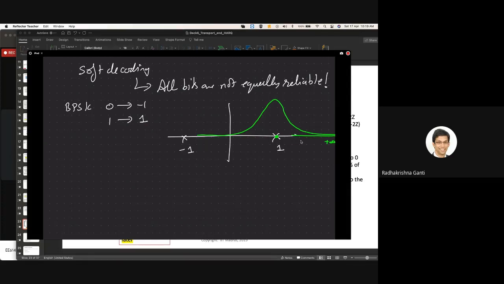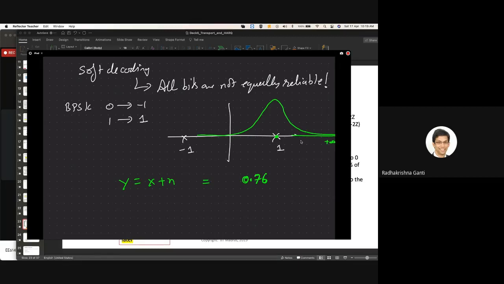So what will you receive? You'll receive a real number. At the receiver, you'll receive a real number. Maybe you receive 0.76. Yeah, you received 0.76. This is the value you received at the receiver. So y is equal to x plus noise is equal to 0.76.